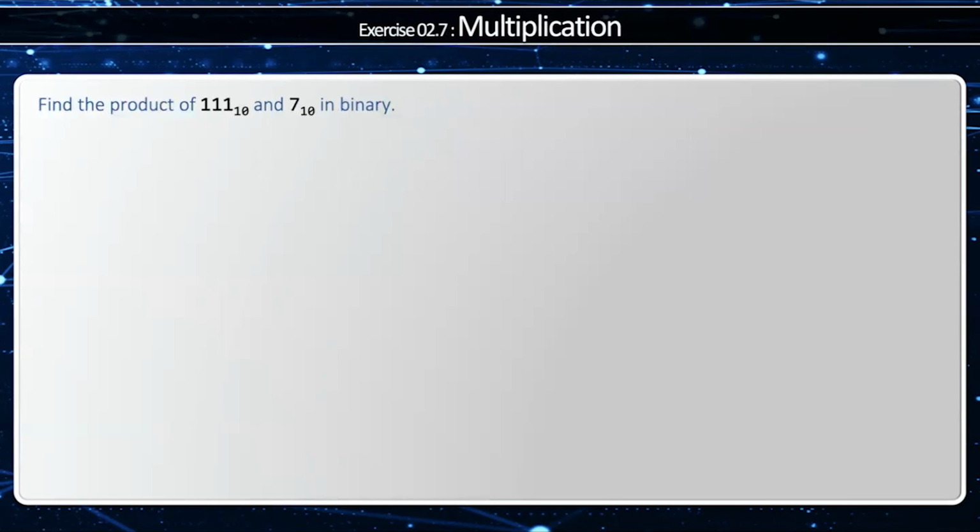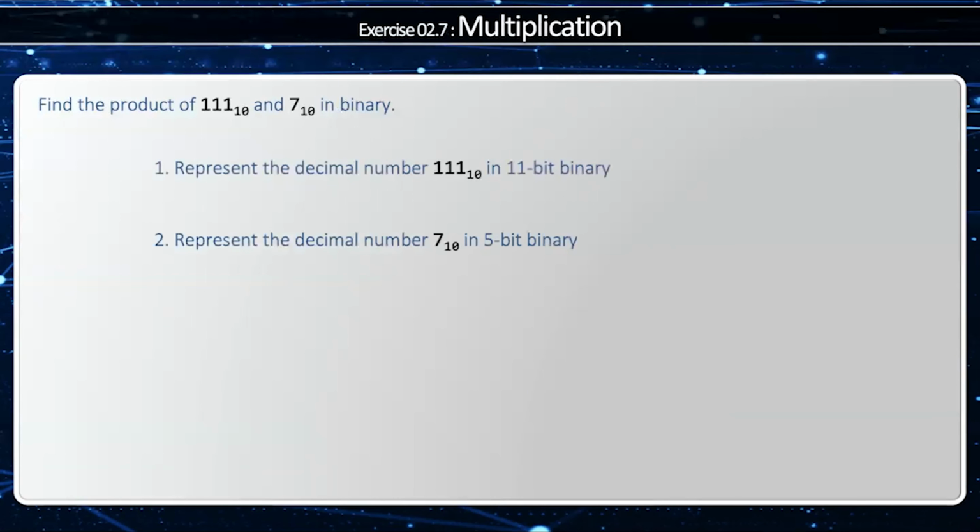Okay, try this one on your own. We have 111 times 7. So first of all, convert 111 base 10 into 11-bit binary. Then take 7 and convert into 5-bit binary. Multiply them together, and that should give us a 14-bit number. And then verify that 111 times 7 is 777.